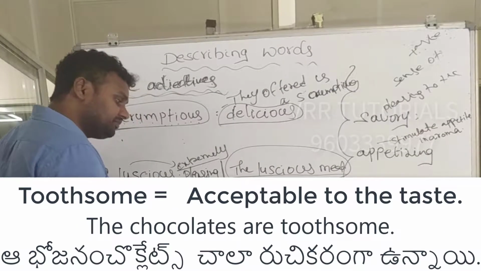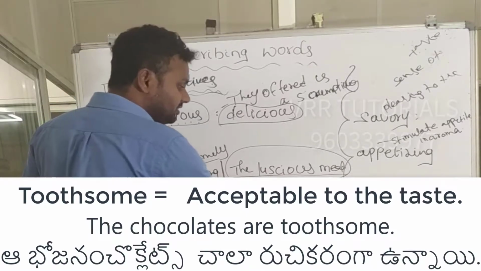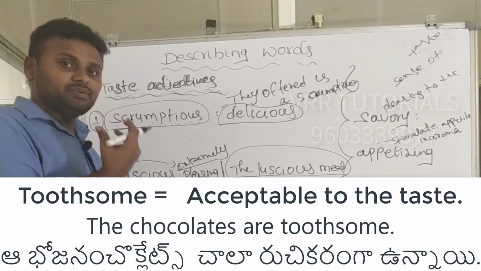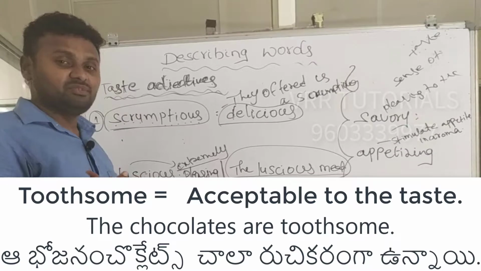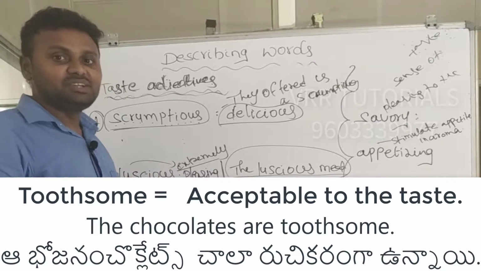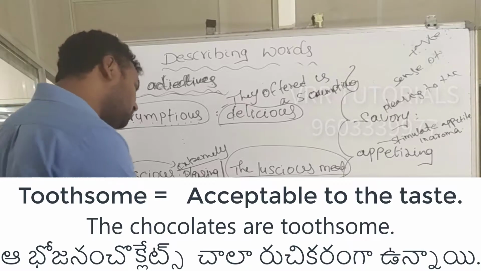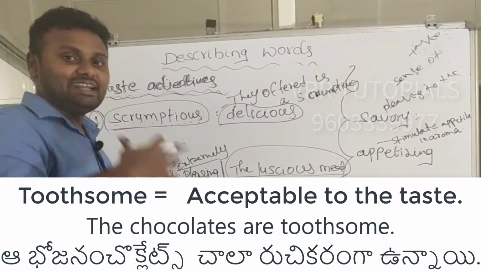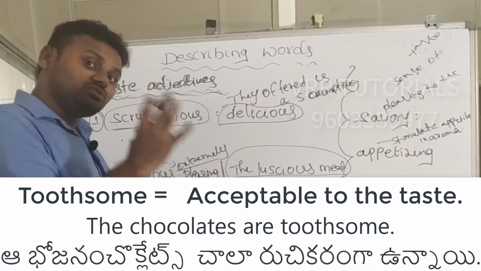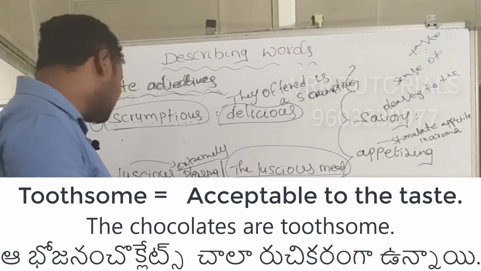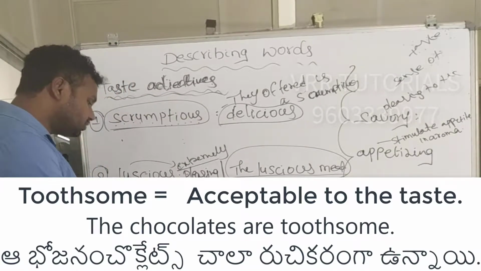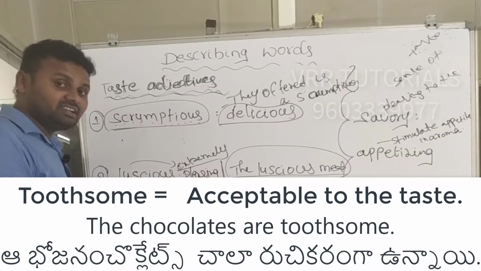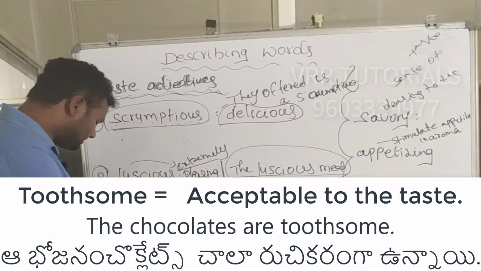The fourth one is toothsome. This is also the same: acceptable to the sense of taste and to your mouth. It means it's very nice to eat and you can enjoy it. The chocolates are toothsome. The candies are toothsome. The food is toothsome. The burger is toothsome. These are the examples we can use. Toothsome means acceptable taste, so you can eat it.